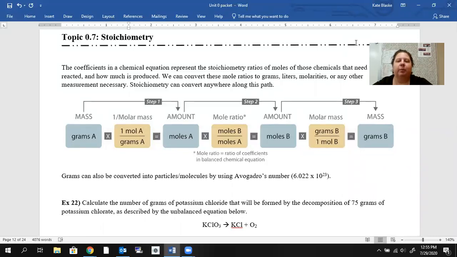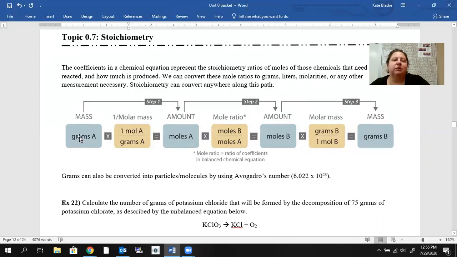So I want to make sure that everybody is comfortable with the process and figuring out what the question is asking and how to accomplish what the question is asking. So at the beginning of topic 0.7, we've got your stoichiometry pathway, the map, whatever you want to call it, but how to go from one point of information to another point of information.